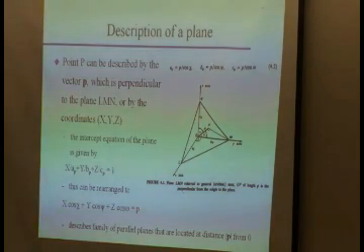X times cosine of chi plus y times cosine of psi plus z times cosine of omega is equal to P. What does this describe? A series of planes that are located at a distance P from the origin. Okay. So what use is that? Well, now we have to go back to that atom between the planes, right?